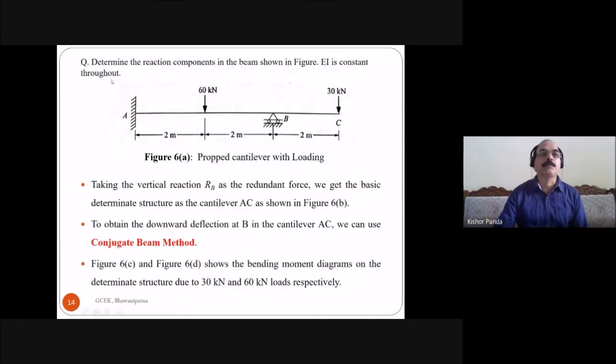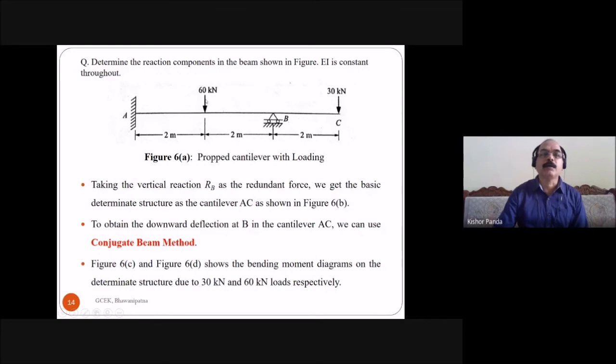Then see another example here. Determine the reaction components in the beam shown in the figure. EI is constant throughout. This is one beam, a propped cantilever, and this portion is your overhanging portion, and this side is your fixed end.